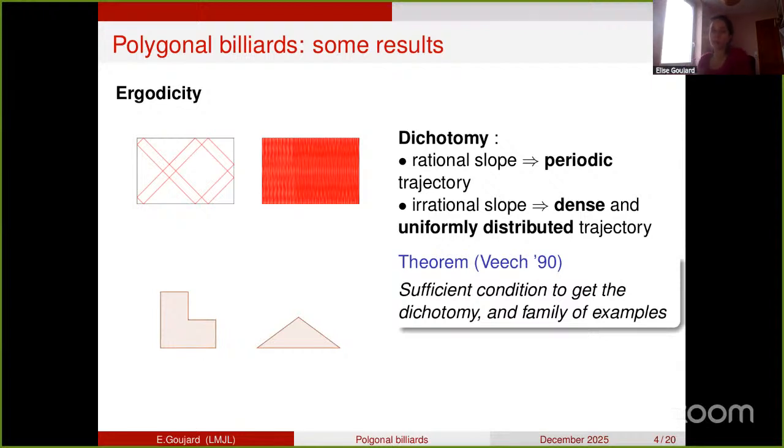So a first result in the direction of this kind of behavior of trajectories is a result by Veech in the 90s. It gives a sufficient condition on the shape of the polygon to get the dichotomy, either periodic or uniformly distributed trajectories. And he also constructed a family of examples of such polygons that have this behavior for the trajectories, similar to what happens in the rectangle. So we will come back to this example later. Let me move on to the second one.